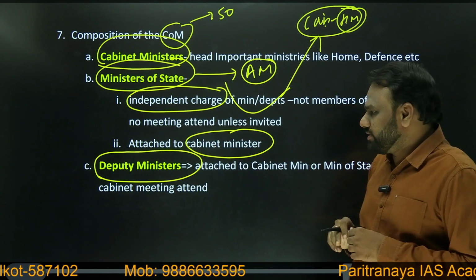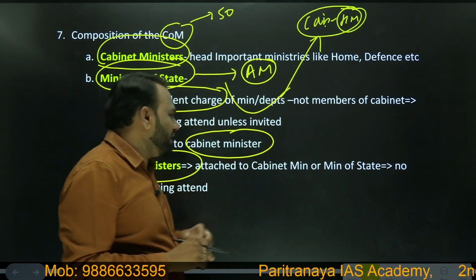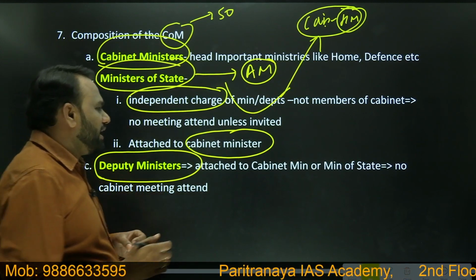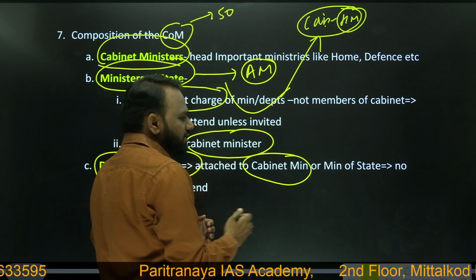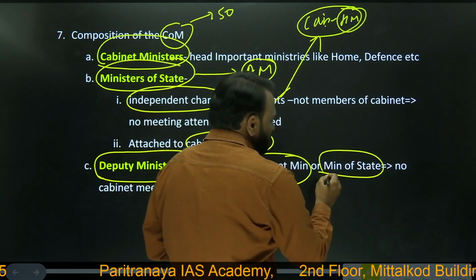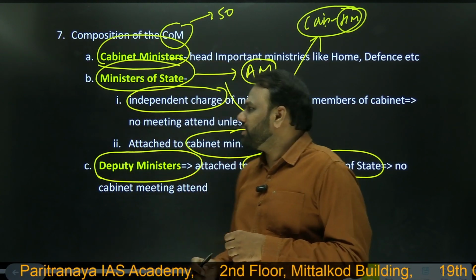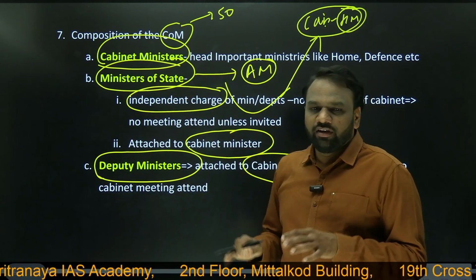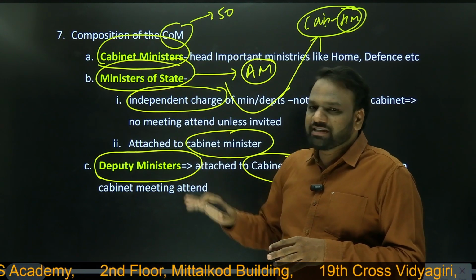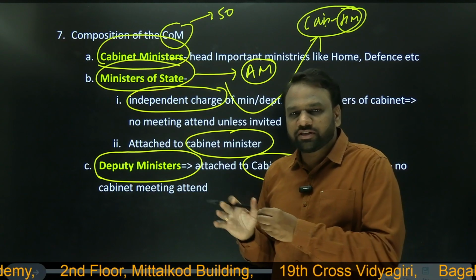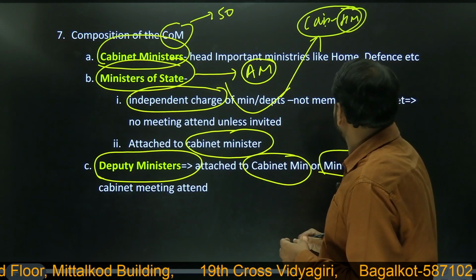Similarly, we have deputy ministers. Deputy ministers cannot be given independent charge. They are attached to a cabinet minister. Either they are subordinate to a cabinet minister or they are subordinate to a minister of state. So here one important thing to remember is, when I say ministers of state, we are not referring to a state like Karnataka or Maharashtra. No. At the central level itself, some of the ministers will be called ministers of state.